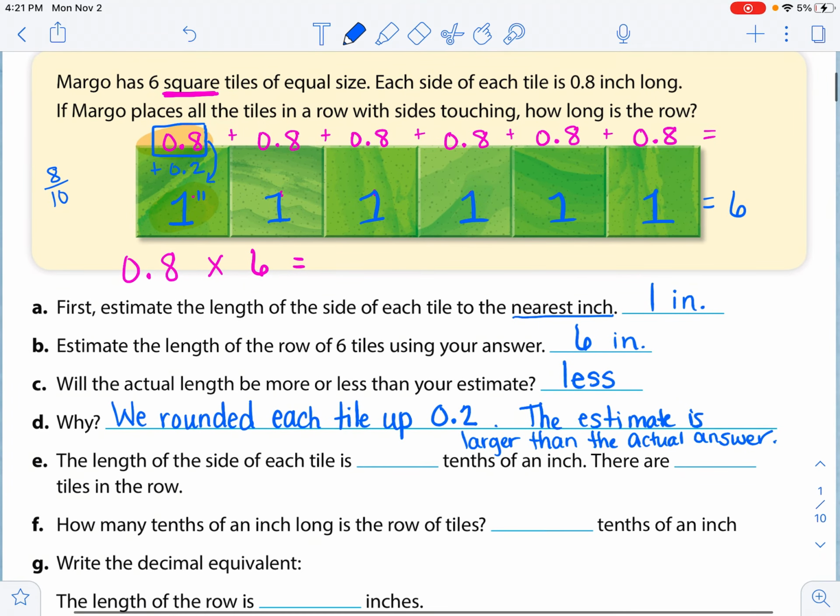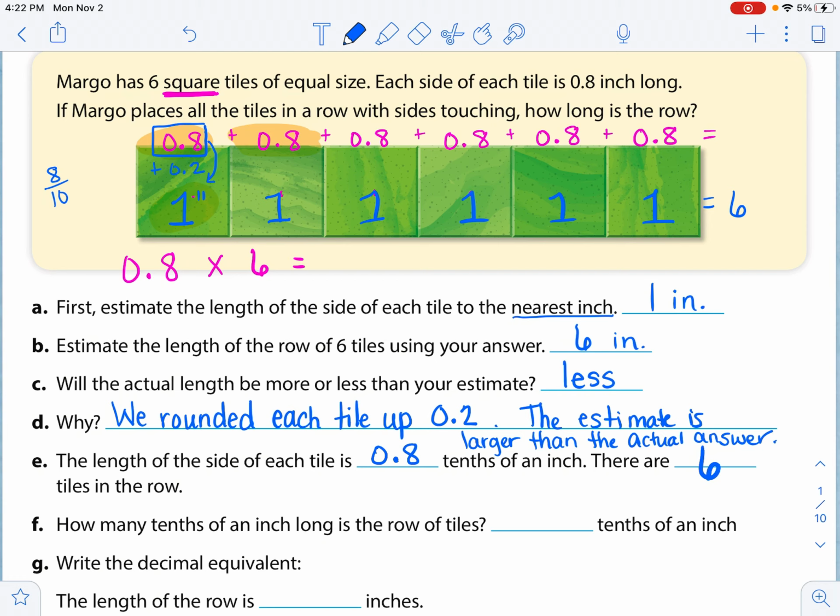Okay? Now, the length of each side of each tile is how many tenths of an inch? So let's go back. Each side of each tile is how many tenths? It is 8. 8/10. And how many tiles are there in the row? There are 6 tiles in the row. Again, if I'm going too fast and you're not sure, you can always pause and rewind so that you can have it repeated.